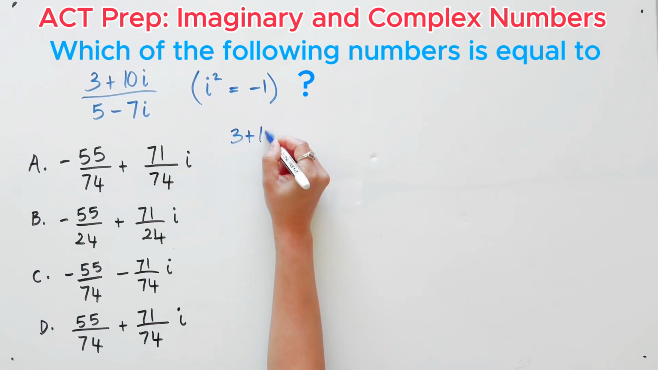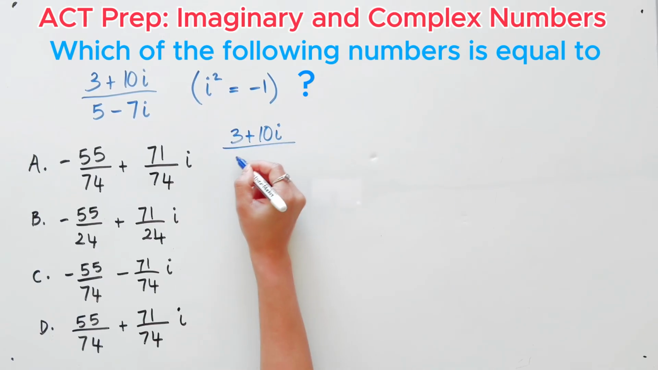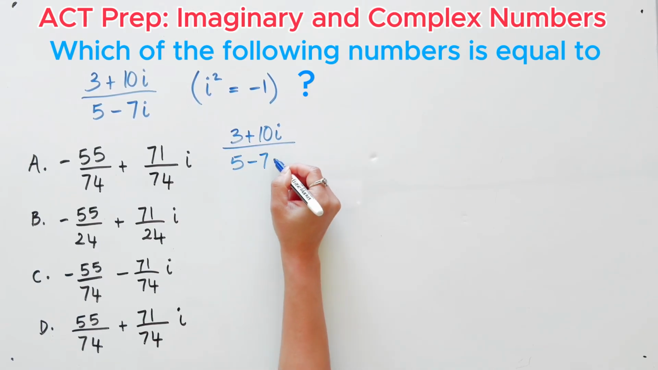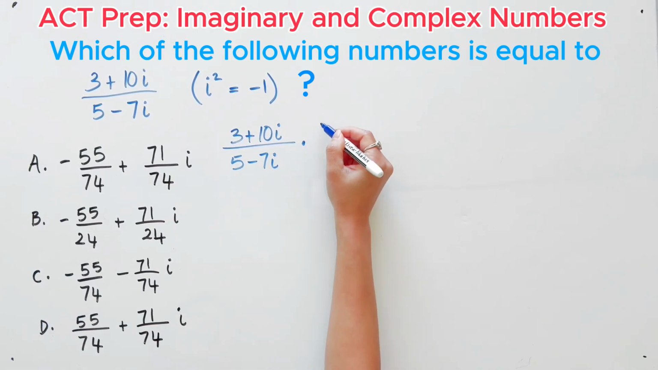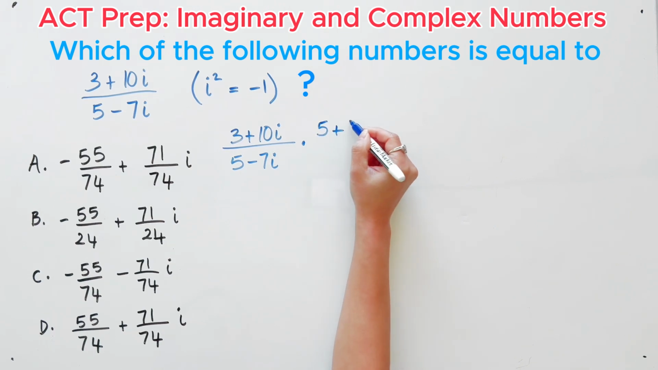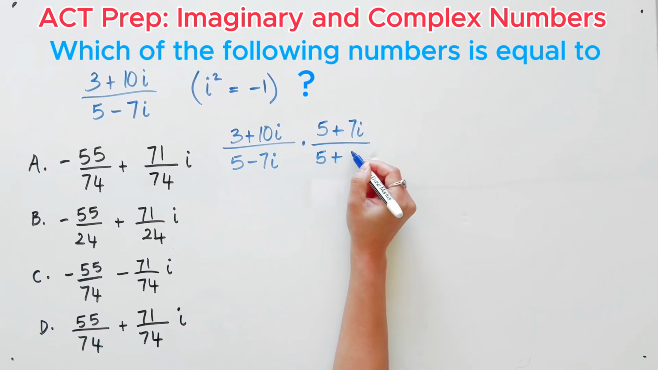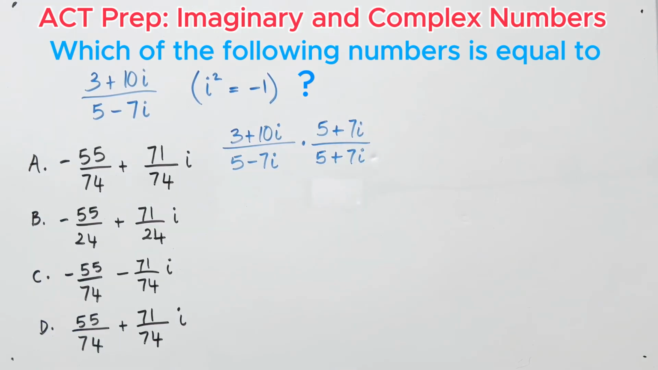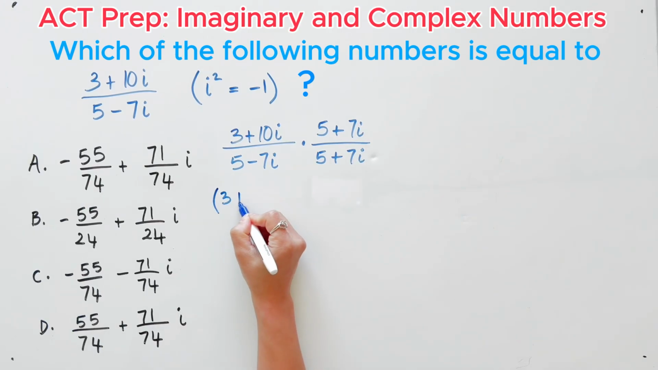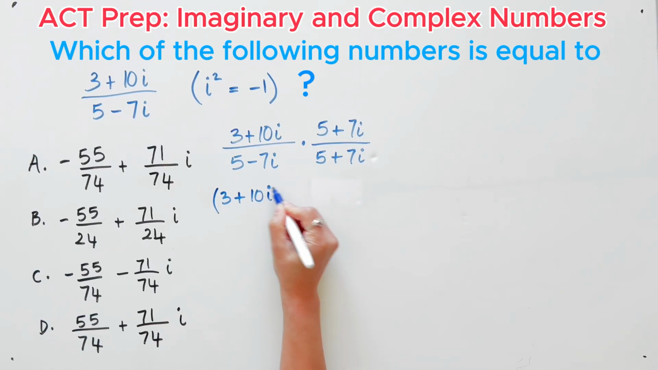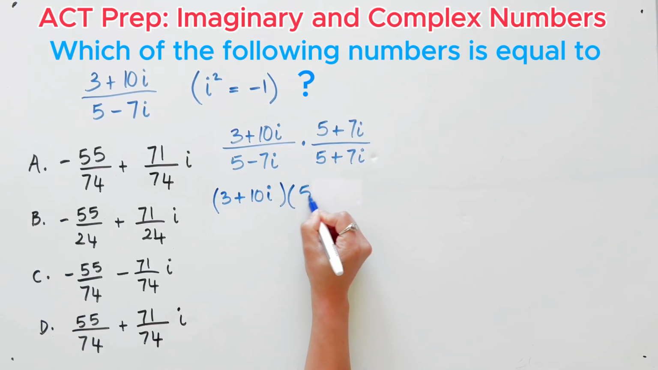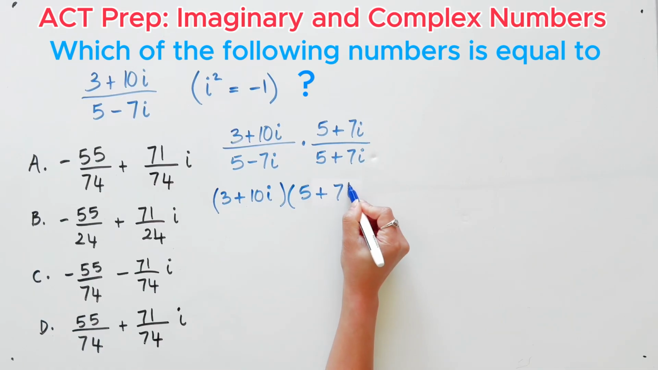3 plus 10i over 5 minus 7i times 5 plus 7i over 5 plus 7i. Now let's multiply the numerator using FOIL. So we have 3 plus 10i times 5 plus 7i.